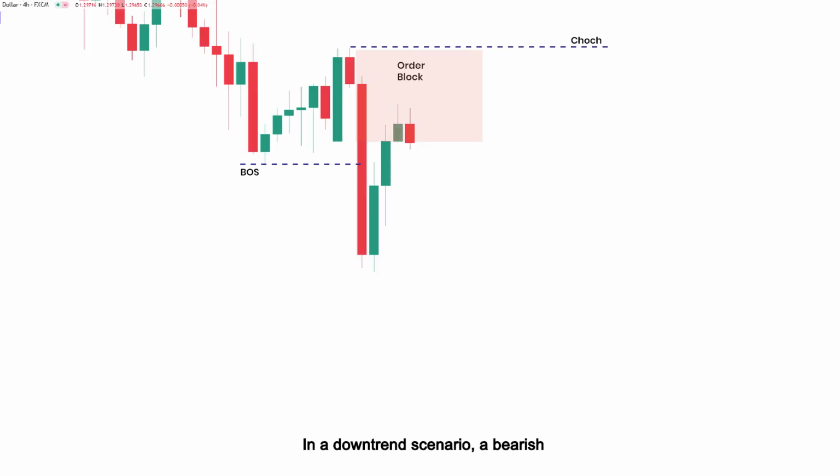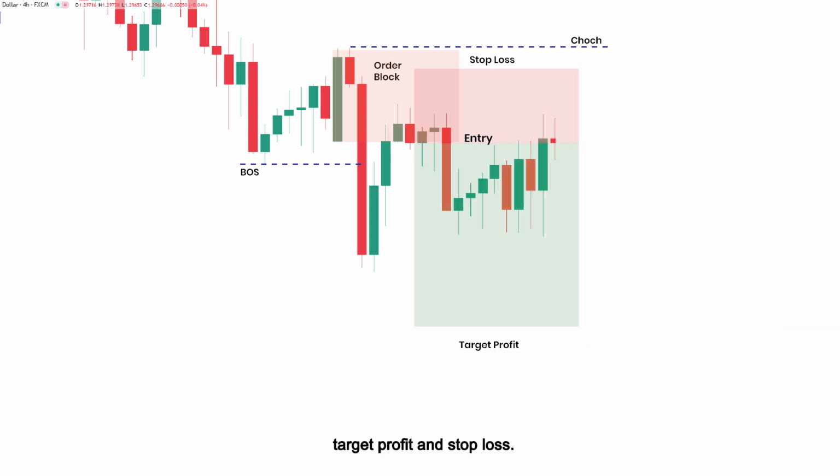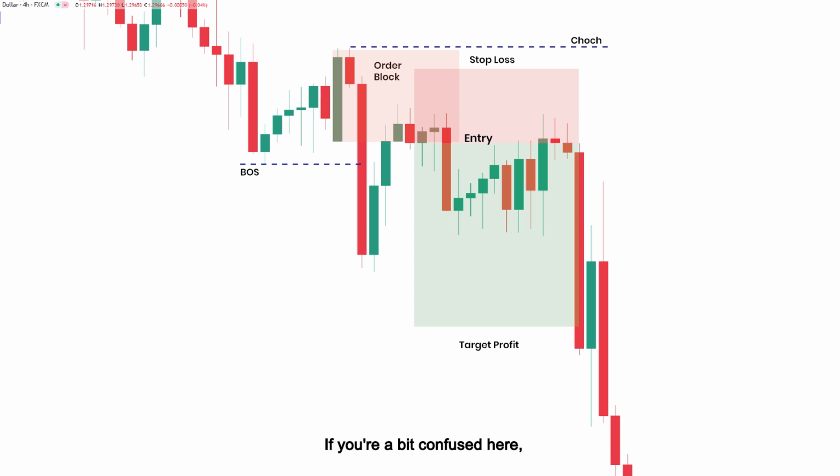In a downtrend scenario, a bearish engulfing bar candlestick was confirmed in the order block after price retraces. Therefore, we enter and set our target profit and stop loss. If you're a bit confused here, you can watch my previous video on market structure to have a fair idea.